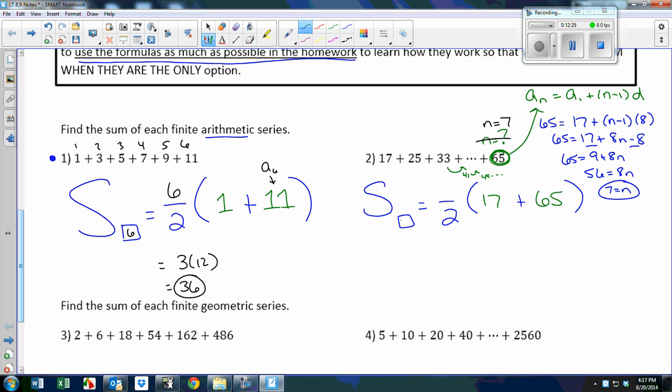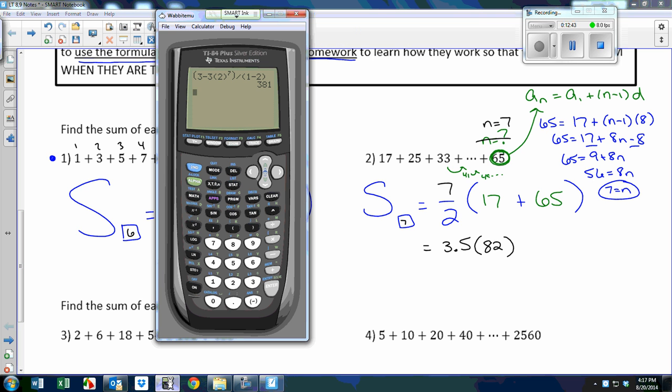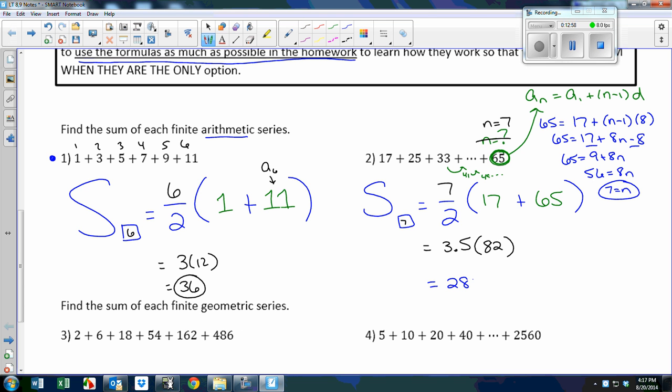So our sum, we're adding 7 terms, so 7 goes in the spot where n is. So the answer is 7 divided by 2, 3.5, times 17 plus 65, which would be 82. Calculator, 3.5 times 82. Hit the 2. There we go. 287. So the answer, 287.